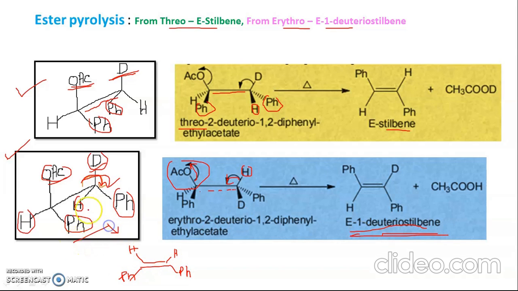Because in the transition state, both the Ph groups are on the same side. From an energetic point of view, obviously this is less stable. So that is the reason we first rotate this carbon, and now this hydrogen is in syn arrangement with the OAc, and that is why we are getting this. We are not getting this molecule. Okay, so that is all about this problem: why from the threo we are getting E-stilbene and from the erythro we are getting E-1-deuteriostilbene, but we are never getting Z-stilbene.